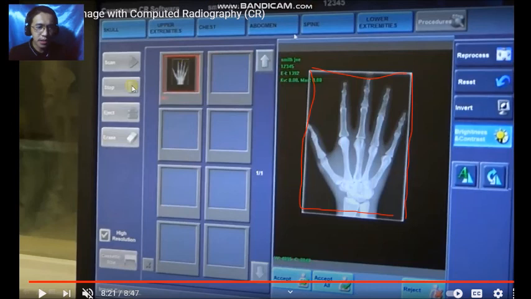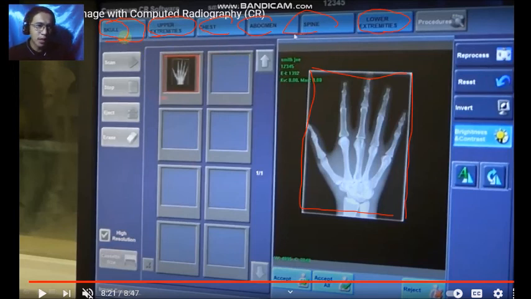Okay, so again, it is important that the radiologic technologist or the operator selects the correct examination. If the examination is related to the skull, this should be selected. If it is related to the upper extremity, then this should be selected. Or for the lower extremity, this should be selected. For the chest, for the abdomen, and then for the spine. These are buttons for general examination.